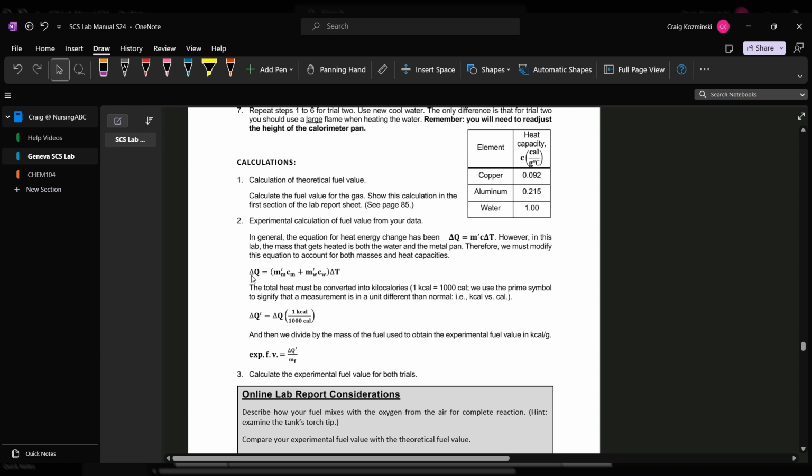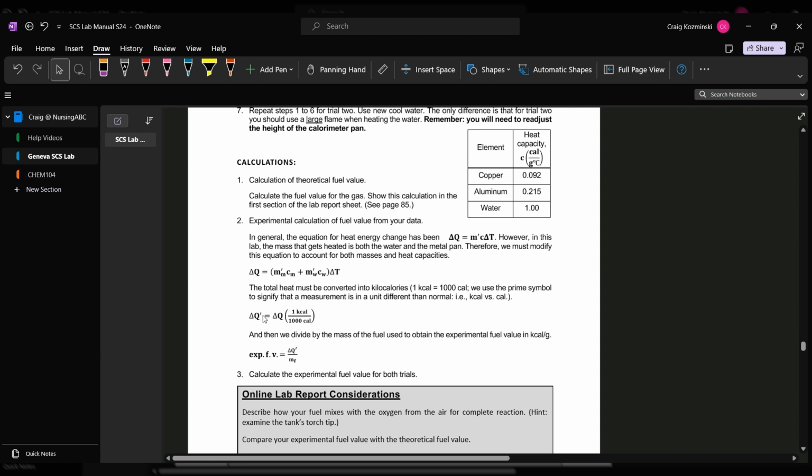And so we'll be using this form of the equation to calculate our delta Q, where we have the mass of the metal being used, either copper or aluminum, times the heat capacity of that pan, plus the mass of the water times the heat capacity of the water. And we'll be multiplying the sum of these 2 terms times the change in temperature, delta T. So this is how we'll calculate delta Q.